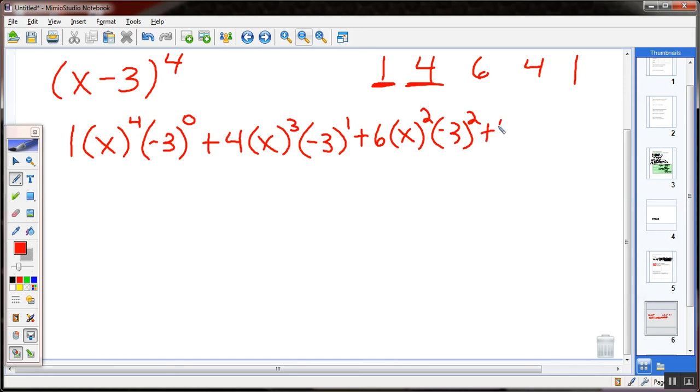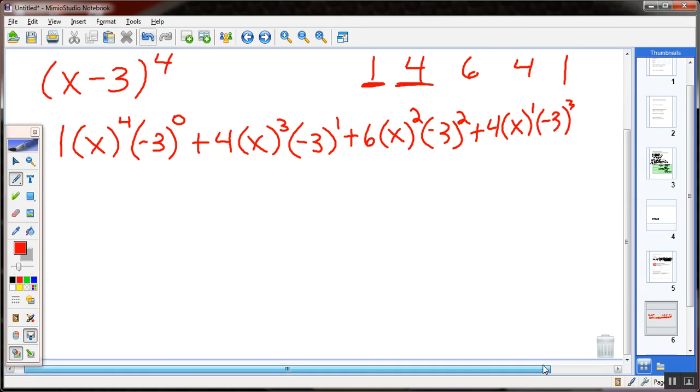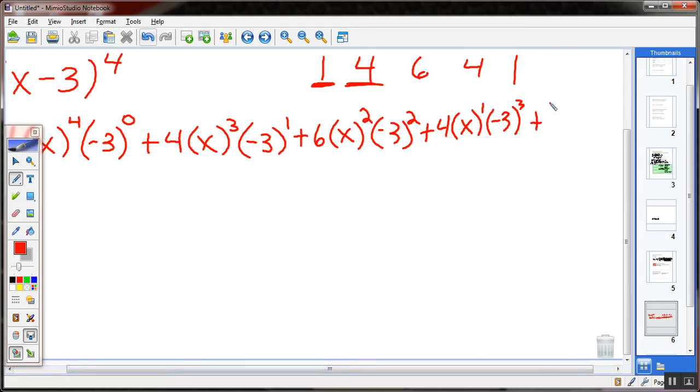Plus 4 times x to the... plus 4 times x to the 2 is going to turn into a what? And then when negative 3 is out here, power of 2 is moving up to, okay, and then the last one will be plus 1 x to the all the way down to the what?